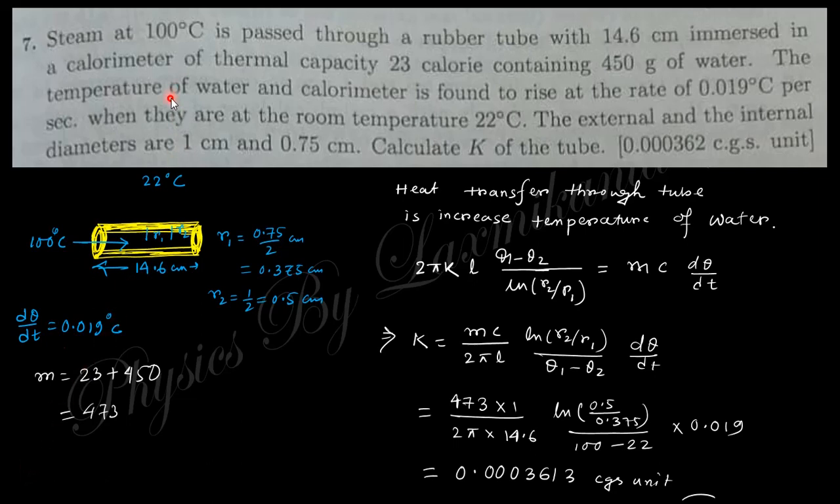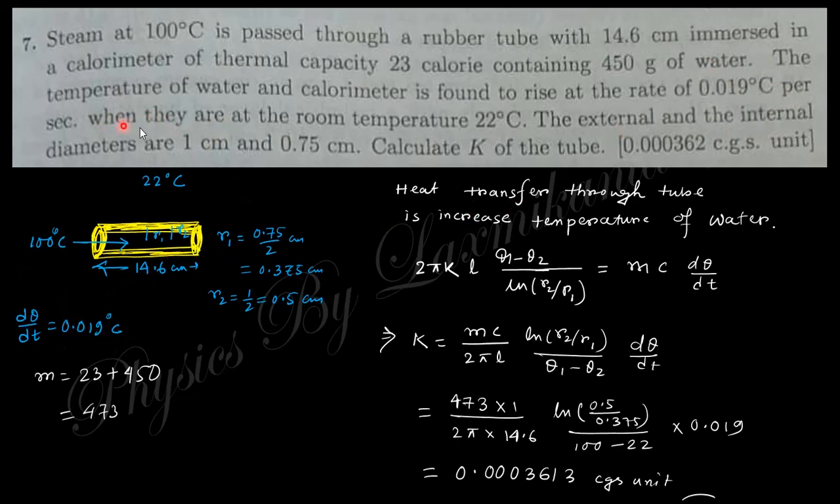Here it says steam at 100 degrees centigrade passes through a rubber tube, with 14.6 centimeters immersed in this calorimeter. This is the length which is immersed in the calorimeter. The calorimeter, whose water equivalent (thermal capacity) is 23 calories, contains 450 grams of water. The temperature of the water and the calorimeter is found to increase at this rate. So the temperature of this system will be increased by this rate.